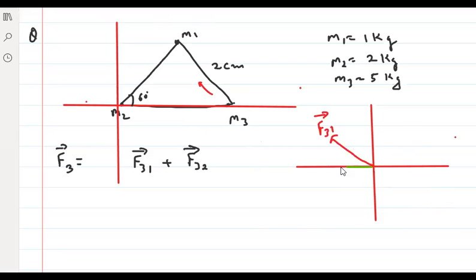I'll just use green pen. In this direction, yes or no? Very good, everyone. And this angle is what? 60 degree. This angle is 60 degree. So this is my force diagram. Same as free body diagram. Yes or no? And it's actually a free body diagram, right? That we have already studied in chapter 4.